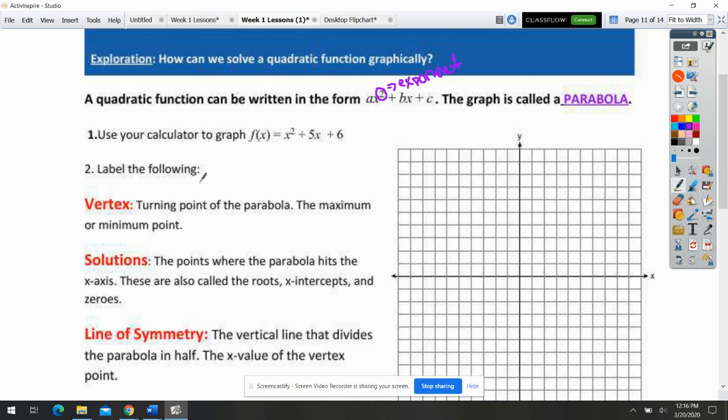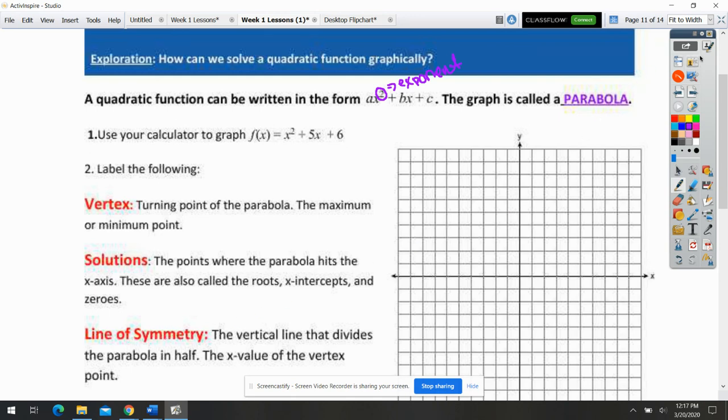On Google Classroom, I posted the link for a tutorial for Desmos. If you don't have a graphing calculator, you can go into Desmos like I'm going to do right now. I want you to put in this following function, x squared plus 5x plus 6. And I'm going to go through labeling these following three things of the graph. First, we have the vertex, which is the turning point, which is the maximum or minimum point, which you might be familiar with. We talked about this earlier in the year. The solutions of the graph, which are one of the most important pieces here, and the line of symmetry.